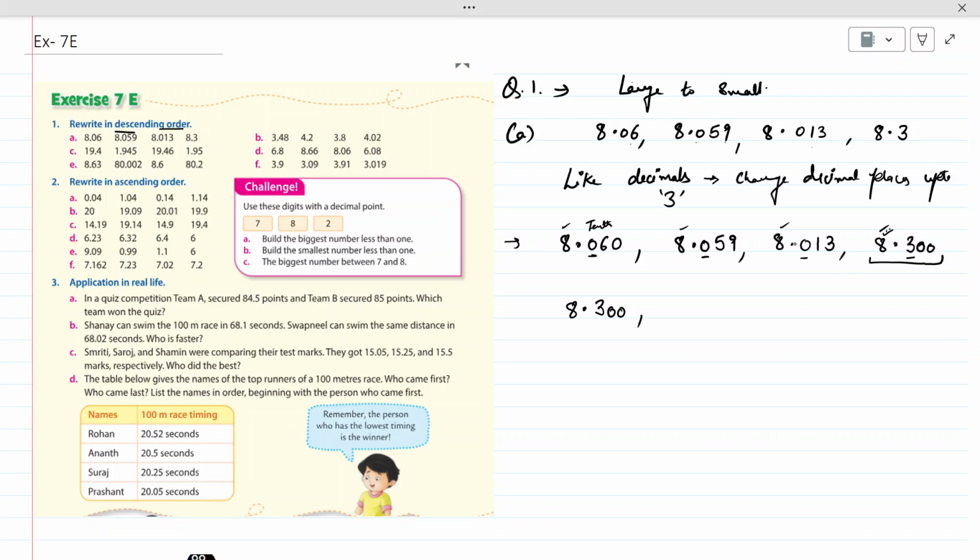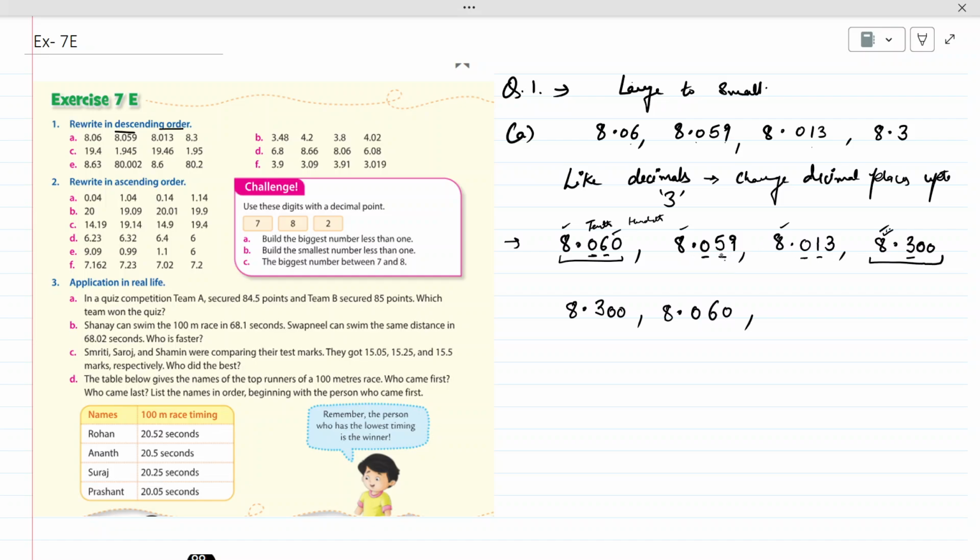We are left with these 3 numbers which have the same 10th place. So now we have to compare their 100th place. When we compare the 100th place, we have 6 here, we have 5 here, and we have 1 here. So 6 is greater than both 5 and 1. That means this is the next bigger number, 8.060.